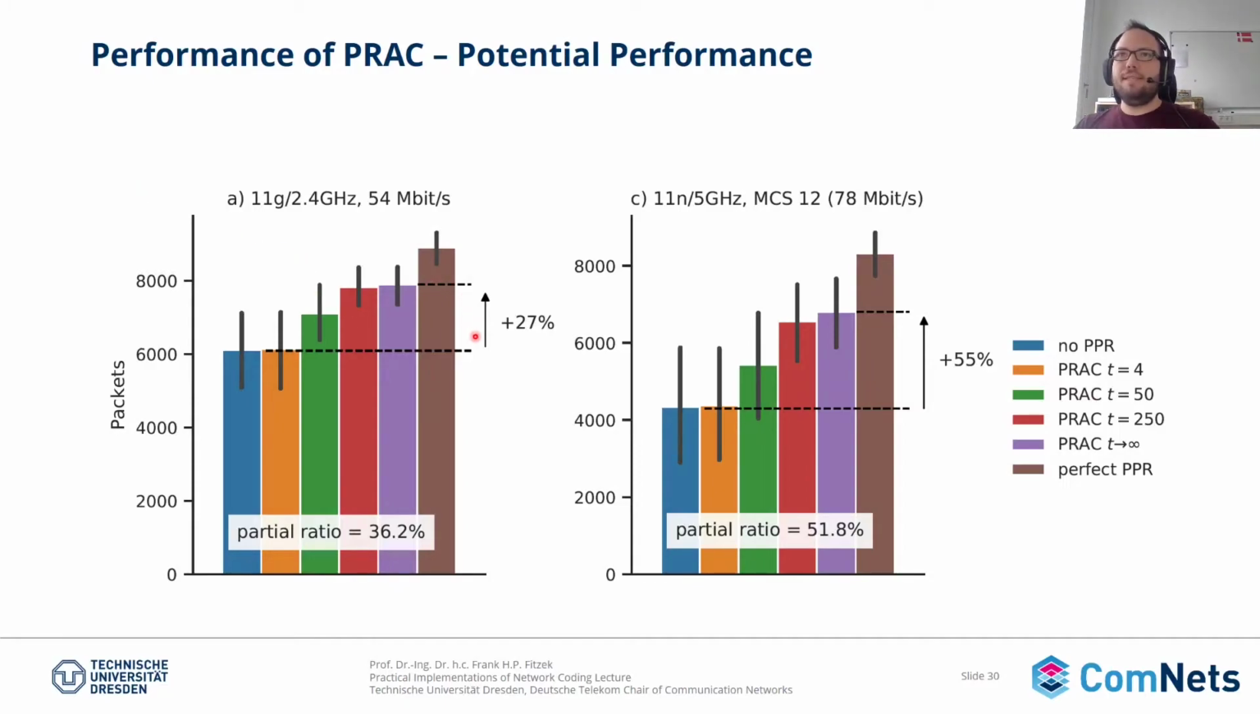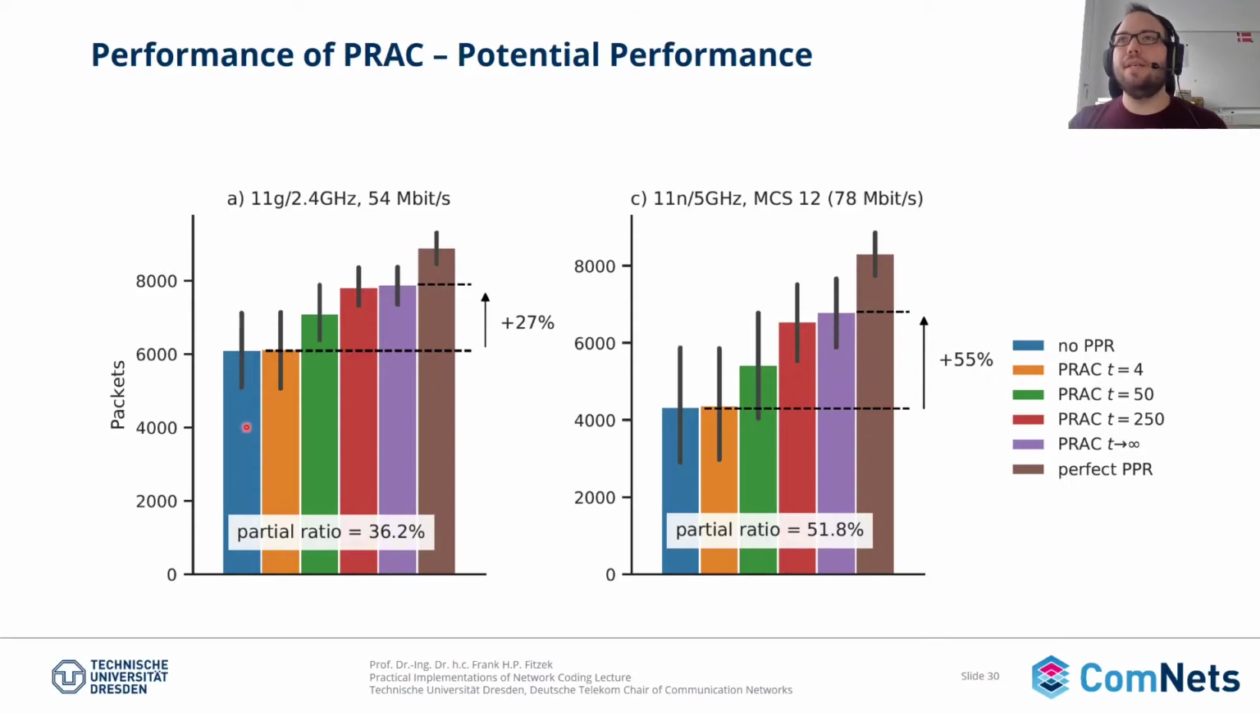So we evaluated what would be the potential performance based on the received packets. For example, if we look on the right side, we have a partial ratio of 36%. It means that of all received packets, 36% were partial, which means that they had some form of error.